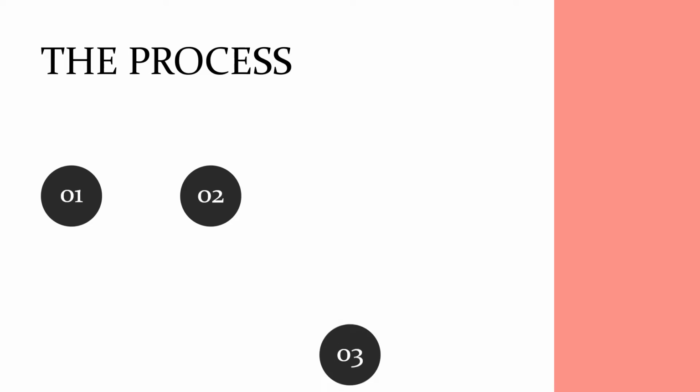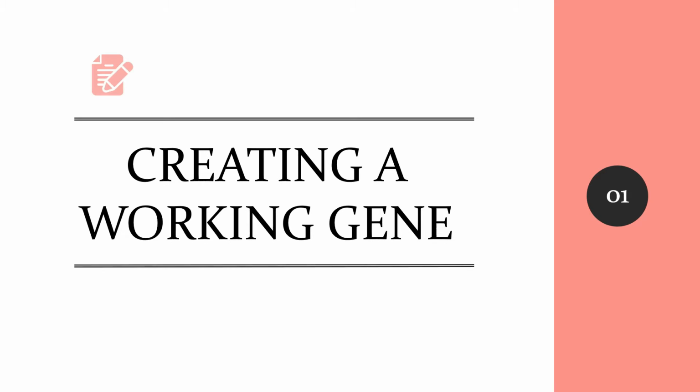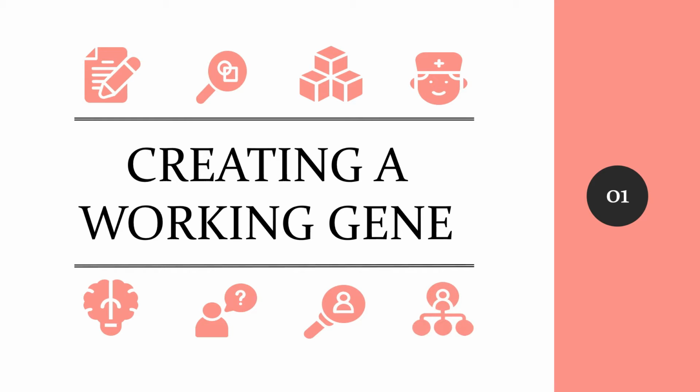The process of gene therapy includes 5 steps. The first is creating a working gene. The gene transfer therapy process begins when a working gene is created in the laboratory. The working gene is developed to contain the instructions for making a needed protein. Scientists design working genes to meet specific needs.